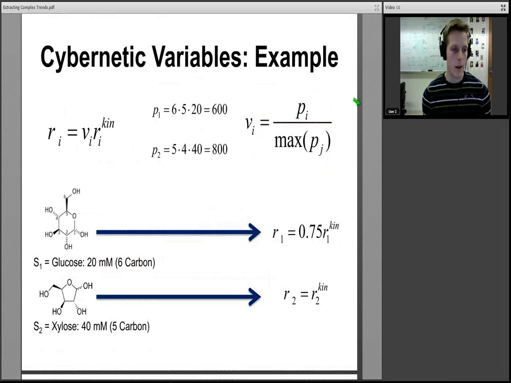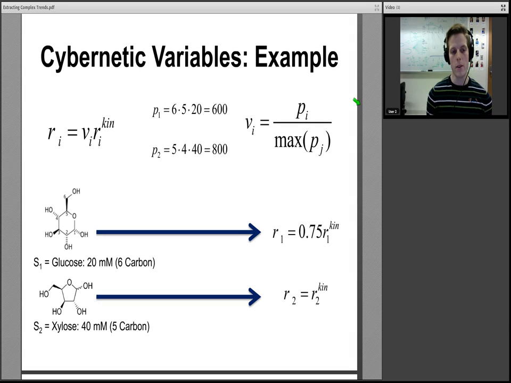So here then we can use cybernetic variables to compare the returns on investment and then determine if a reaction is turned up or a reaction is turned down based off of that objective that we've described. In this case, the maximization of the return, maximization of carbon uptake rate.